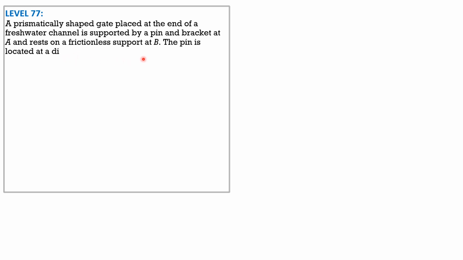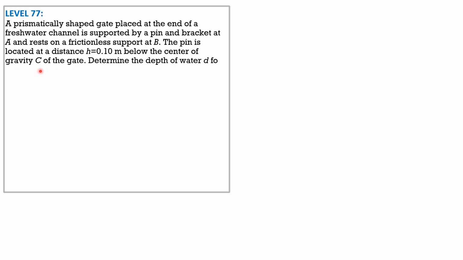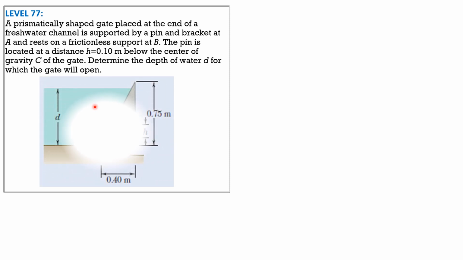Level 77. A prismatically shaped gate placed at the end of a freshwater channel is supported by a pin and bracket at A and rests on a frictionless support at B. The pin is located at a distance h equals 0.1 meter below the center of gravity C of the gate. Determine the depth of water D for which the gate will open. So take note that C is the center of gravity. It is where the weight of this prismatic triangular wedge acts. And since C and A are aligned, the moment of the weight of the gate about A will be 0.